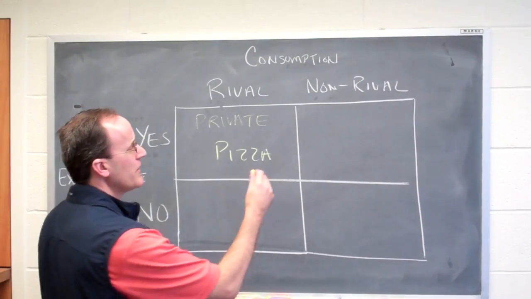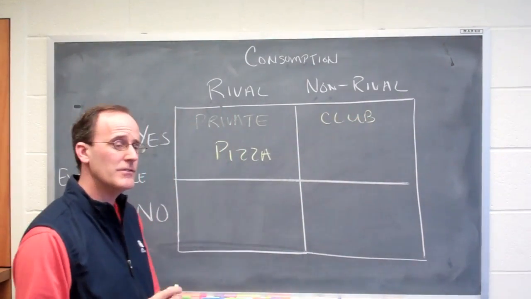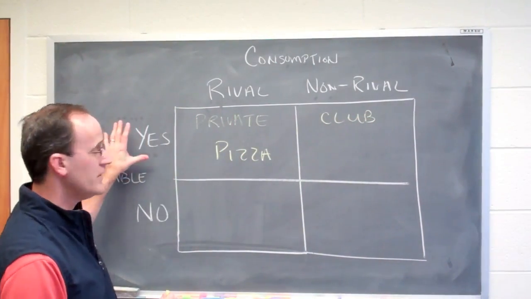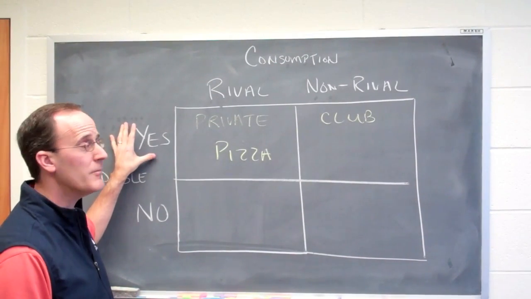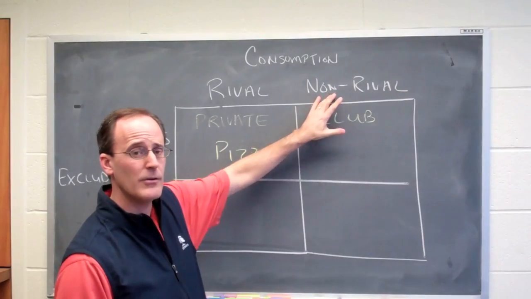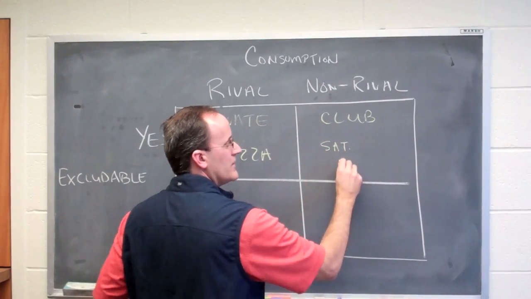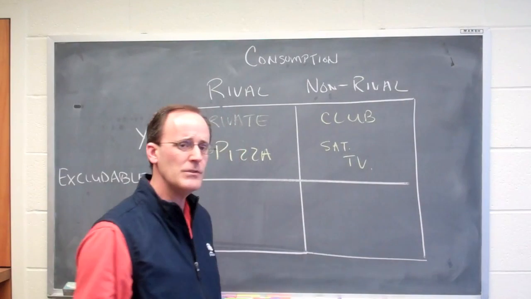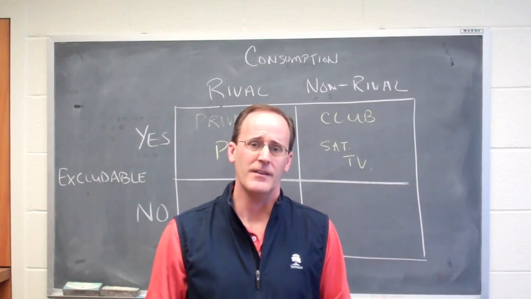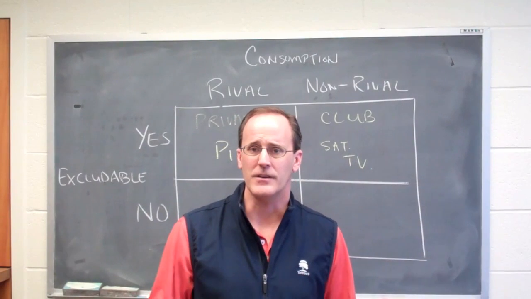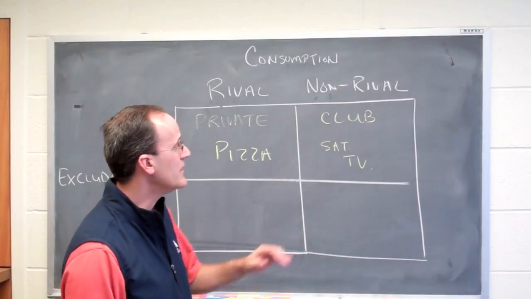The next example for us to think about is what would be referred to as club goods. Club goods have the same characteristic as private goods in the sense that you can be forced to pay for them, but in this case, they're non-rival. So what we want to think about now is something like satellite television. If you don't pay your monthly subscription fee, then the satellite company can turn off the signal and you won't receive any TV channels in your home.